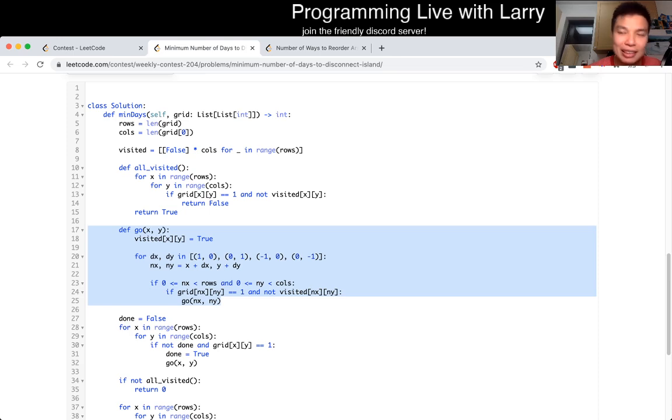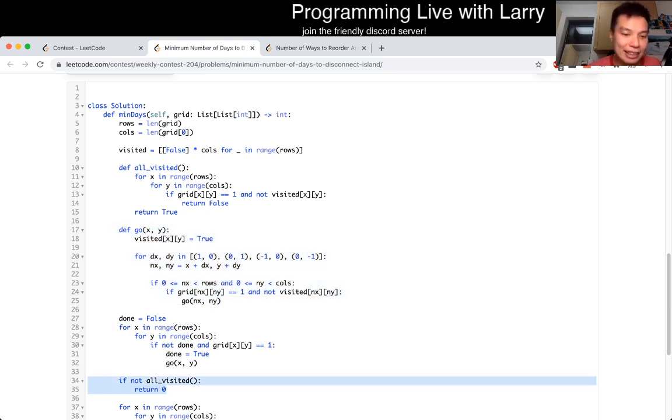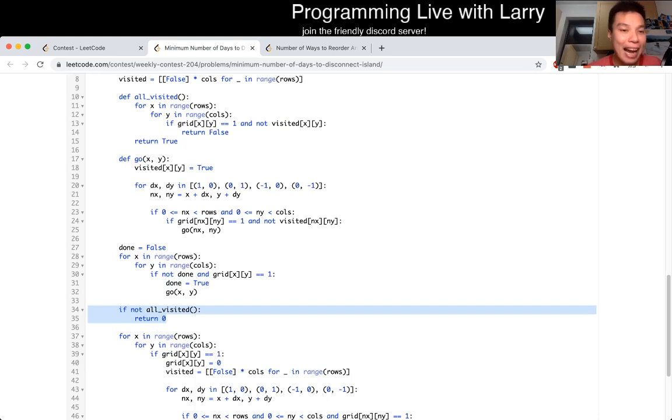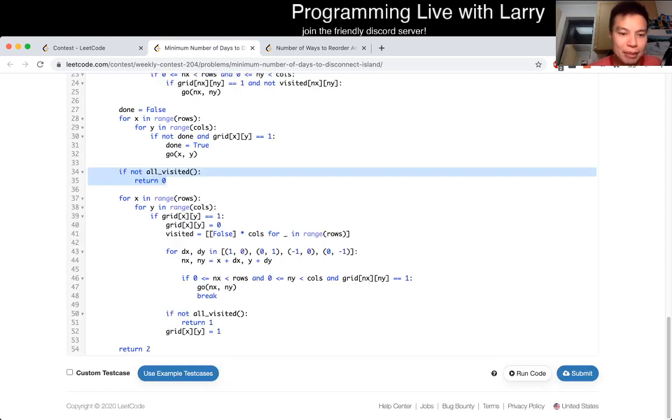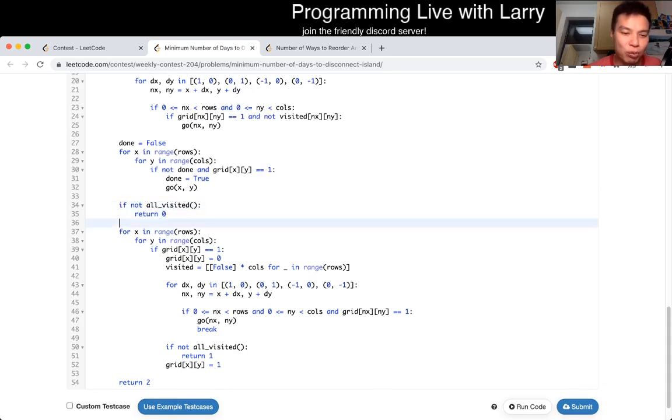If it's disconnected, then I return 0. And then now, because of that, how can you check whether it's 1 or 2?